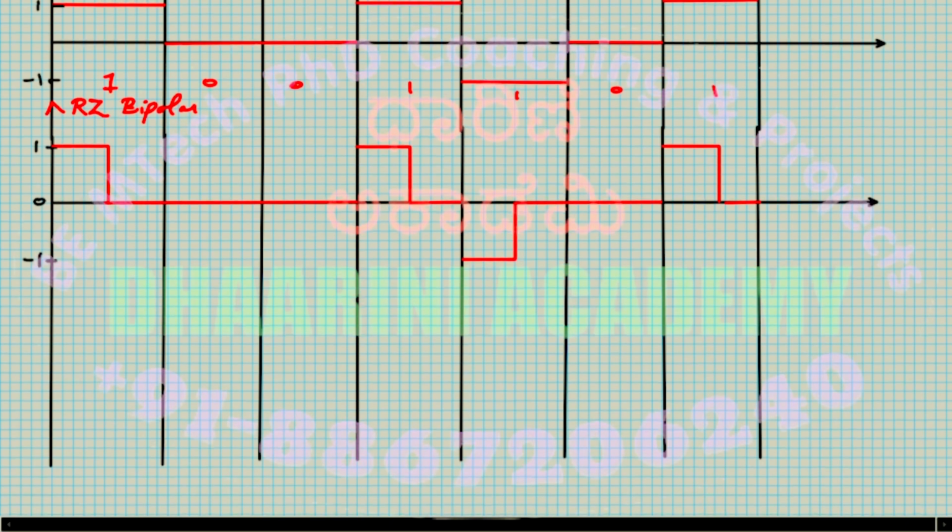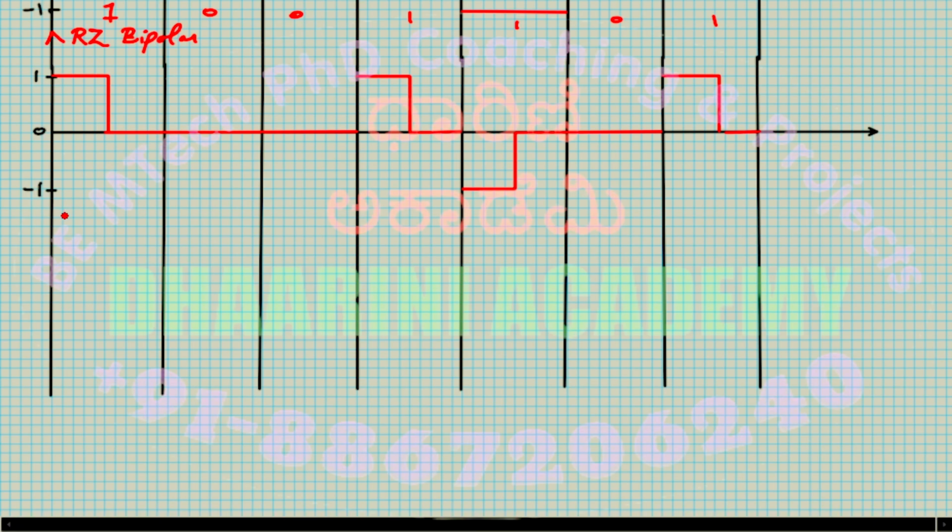And one more very important pulse waveform technique is called the Manchester. This is also called, in some of the textbooks, authors call it a biphase. All right, so don't get confused. So biphase, plot the biphase waveform or plot the Manchester, they are the same.